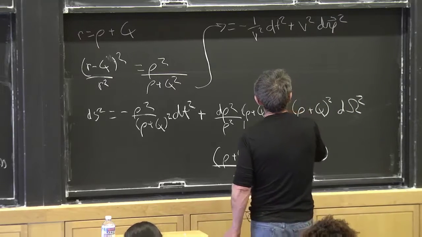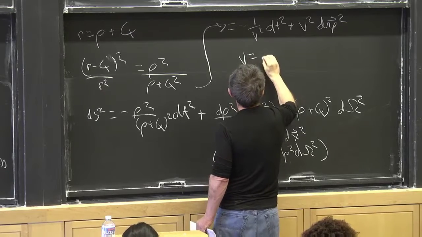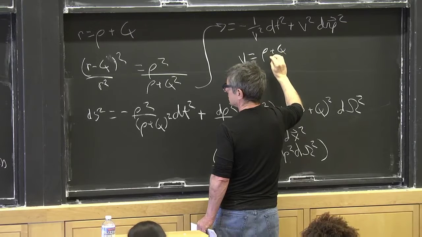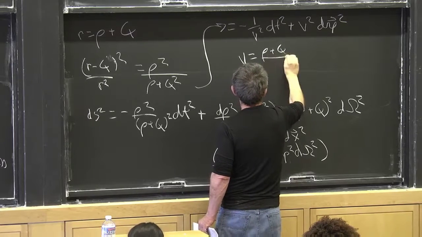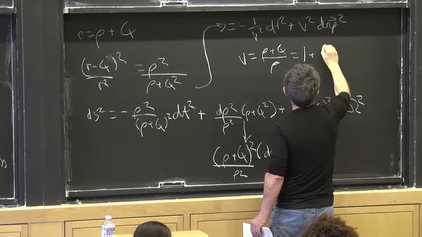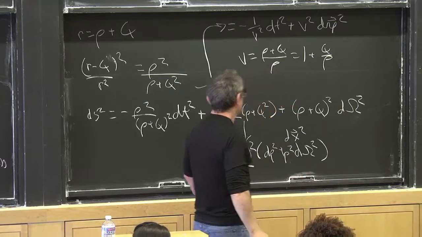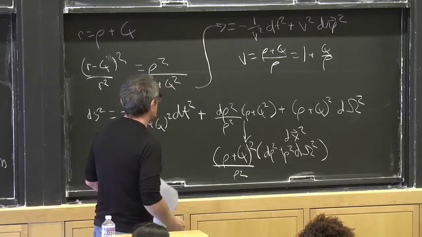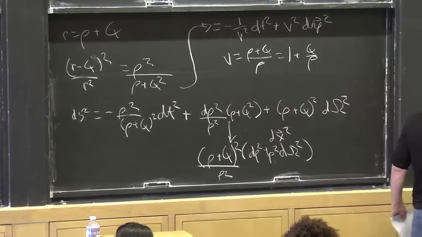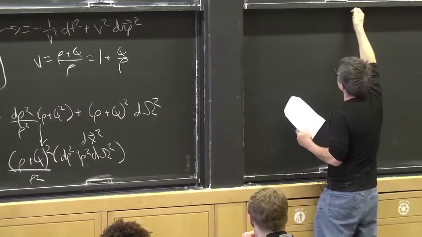Now, where v is equal to rho plus q over rho, or 1 plus q over rho. Okay, so this, I think, gives you a little bit of a picture of the spatial geometry.